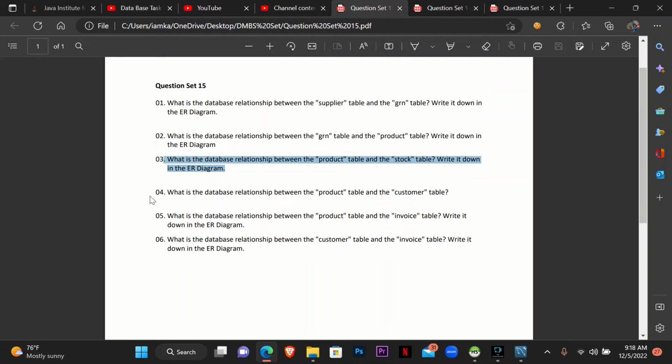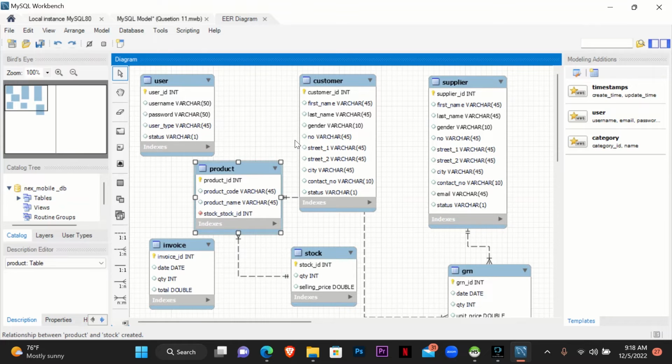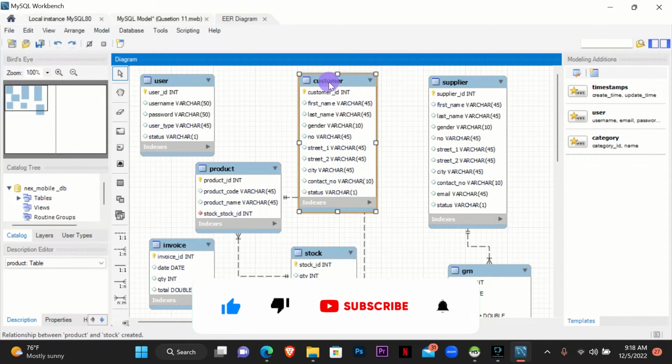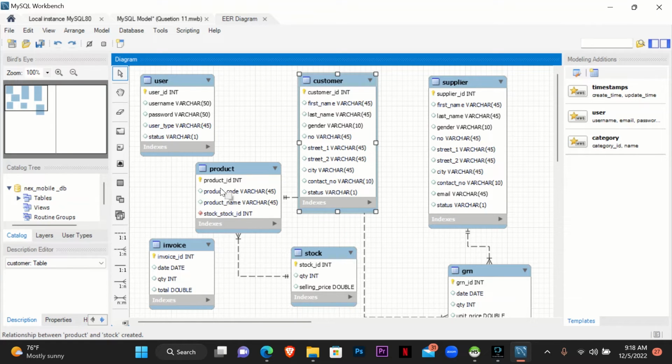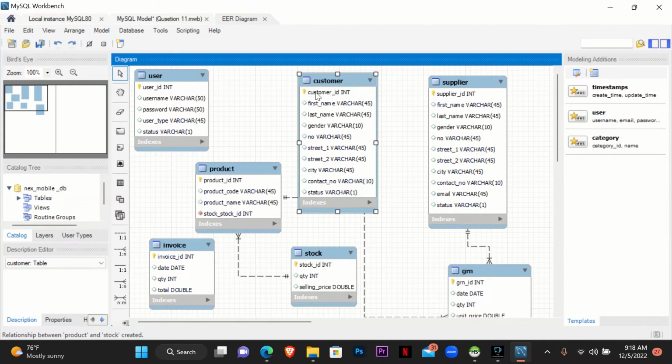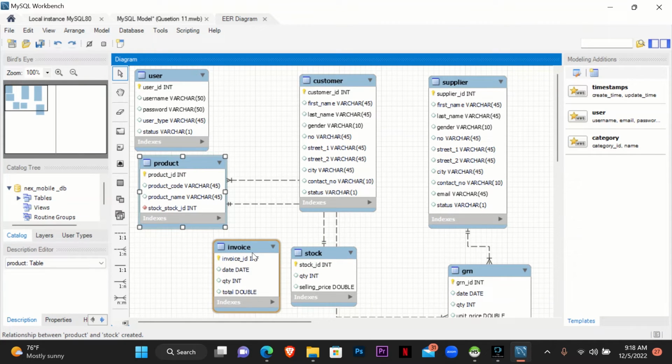Next, our fourth question is, what is the database relationship between the product and the customer? From the product side, a product can have many customers, and from the customer side, a customer can get many products. That means it will be a many-to-many relationship. When creating a many-to-many relationship, a new junction table is formed, and that junction will be the invoice table, which we have already created. Therefore, we have to put the relationship between the product and the invoice, and the customer and the invoice, as one-to-many relationships.